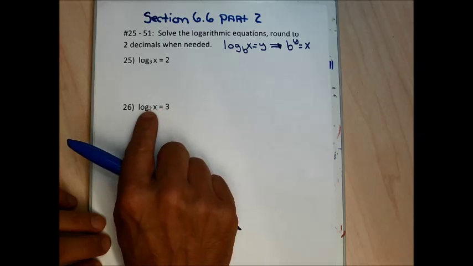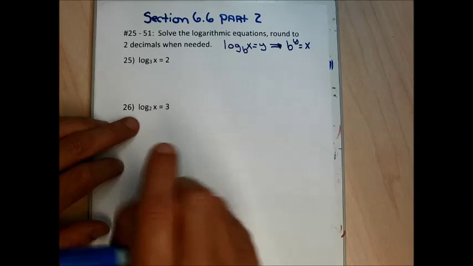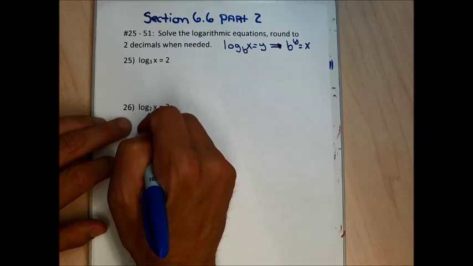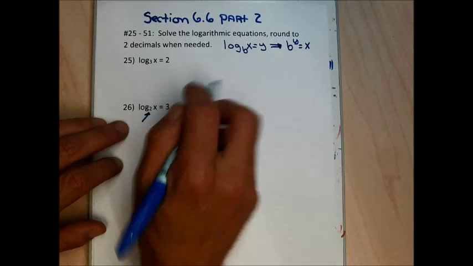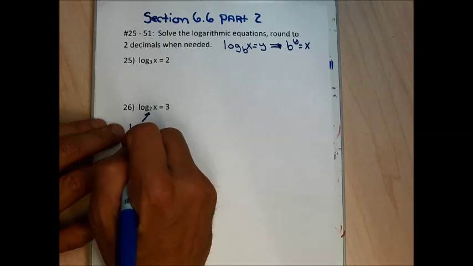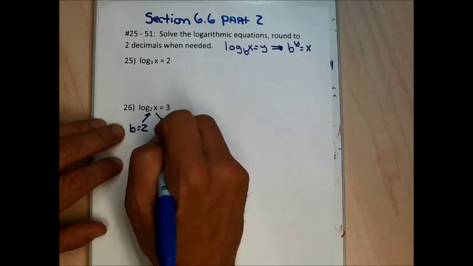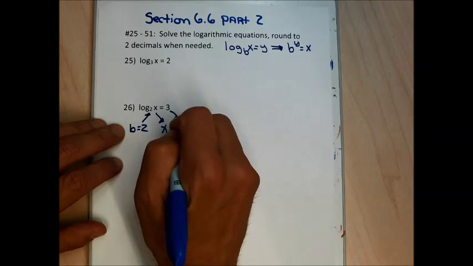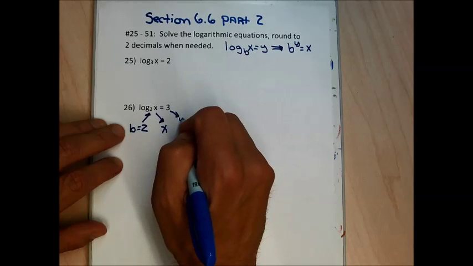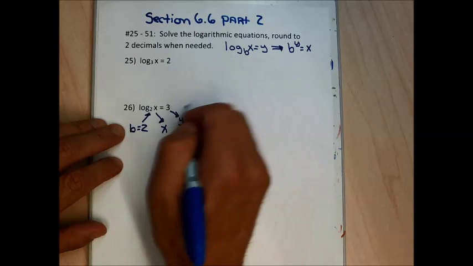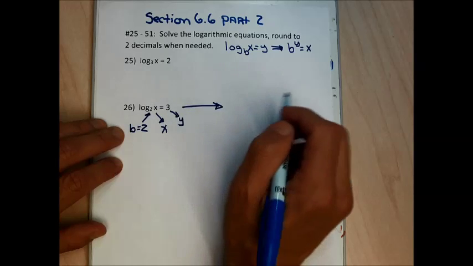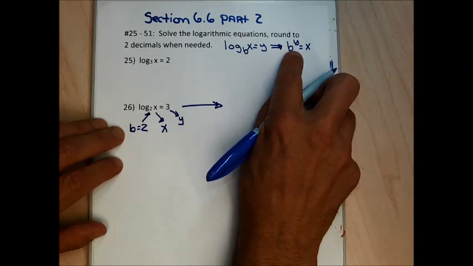That's what I'm going to do to get started in problem 26. Just in case you forgot, in problem 26, the 2 is the b, the x is the x, which is kind of nice, and the 3 is in the y position. I'm going to take this problem and write it without the logarithm. I'm going to write an exponential equation.